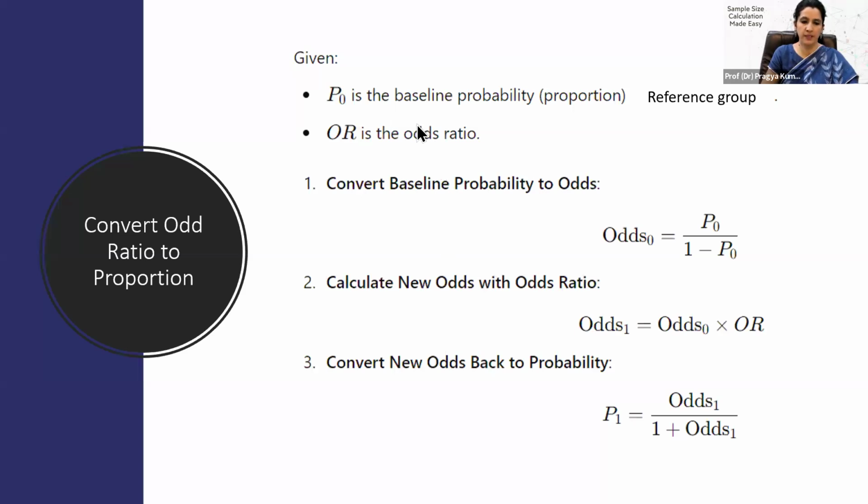If P0 is the baseline probability in the reference group and OR is the odds ratio, first you will convert the baseline probability into odds. This is the formula for converting the probability into odds: P0 divided by 1 minus P0. Then using the odds ratio and odds, you will calculate the new odds, and then you will calculate the probability.